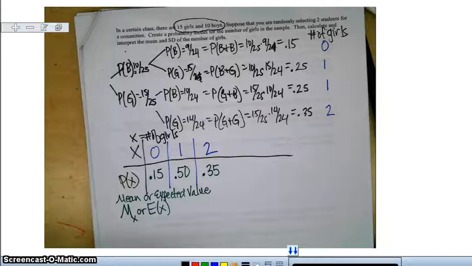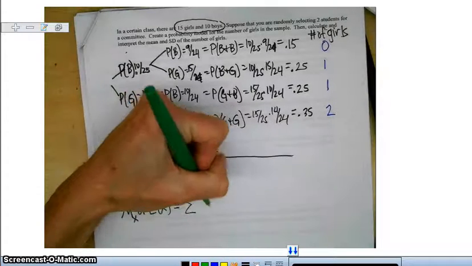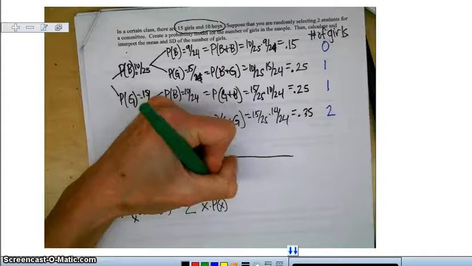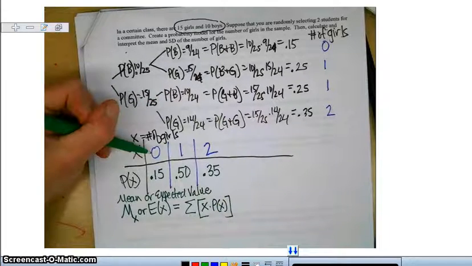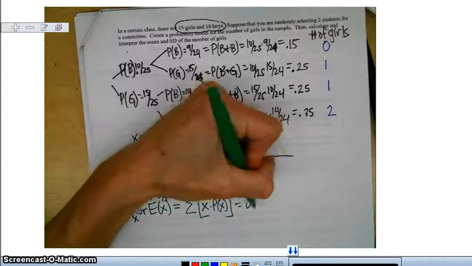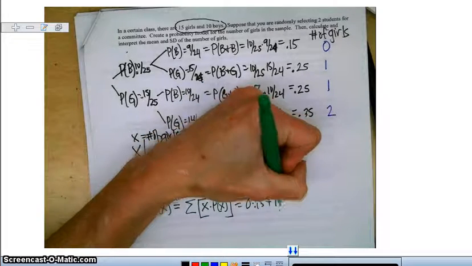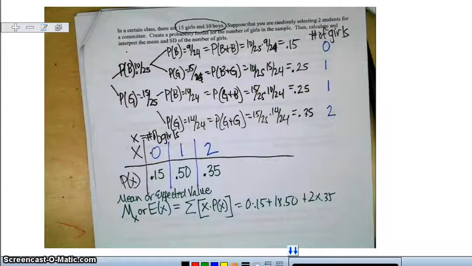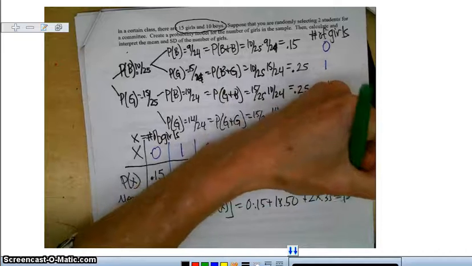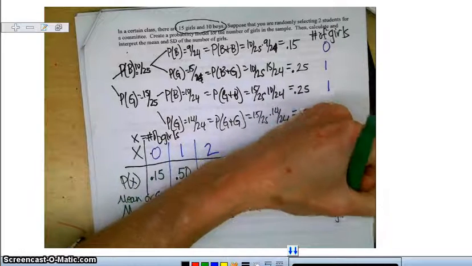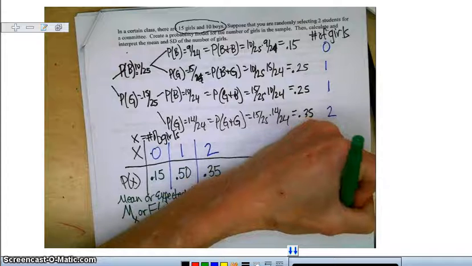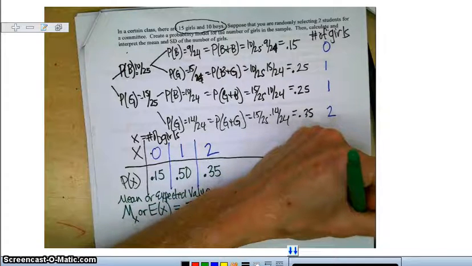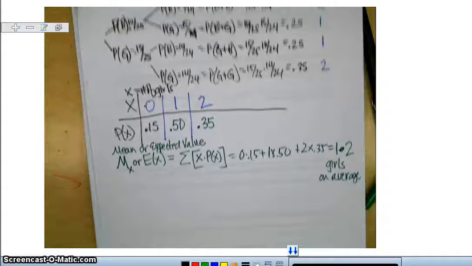So the mean or expected value is basically the sum of every X value times its probability. So we take every X value, 0, 1, and 2, times its probability. So 0 times 0.15 plus 1 times 0.5 plus 2 times 0.35, and that gives me, on average, 1.2 girls. So I can expect to have 1.2 girls in each group.